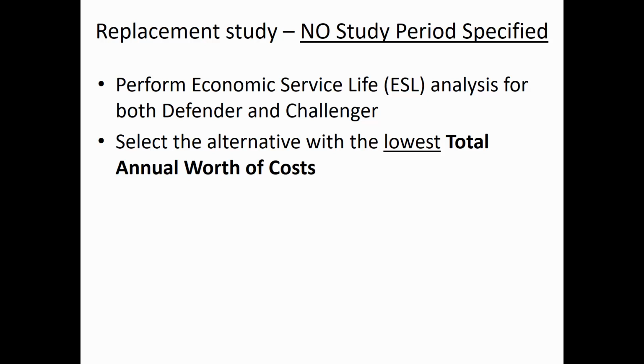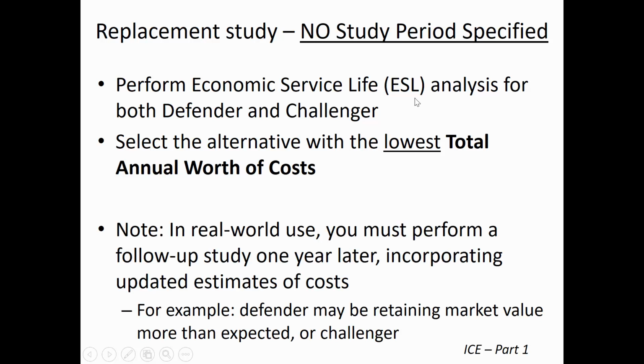So you have to know the if-then for every one of these techniques. Otherwise, you can't apply it correctly. And the answer on your paper, even if you've done all the math correctly, if you can't say which alternative is better and why, then you haven't really solved the problem. So here, for a replacement study, if you have no study period specified, the criteria for knowing which one is better is the one that has the lowest total annual worth of costs. And we went through that spreadsheet technique of how you annualize the costs in last class, and we're going to refresh that for practice today.